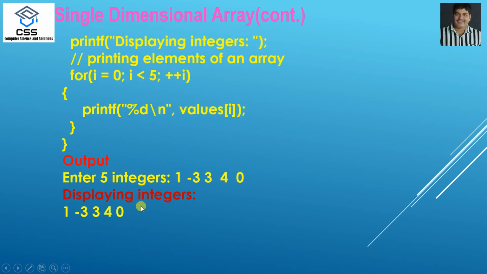After inputting the values, if you want to display them, how many times will the loop run? 5 times. 0 is less than 5? Yes. Index 0, the first location: which value is stored? That is 1. I increment by 1. 1 is less than 5. Index 1, the location stores minus 3. I increment to 2. 2 is less than 5. Index 2 is 3. It means those 5 values you entered, 1, minus 3, 3, 4, 0, will be displayed.